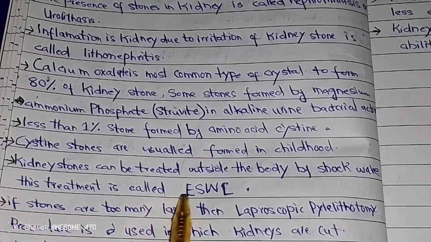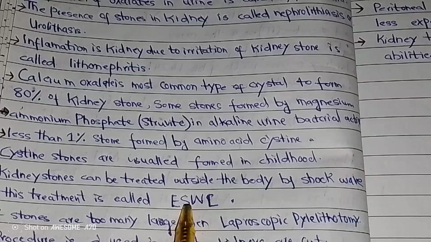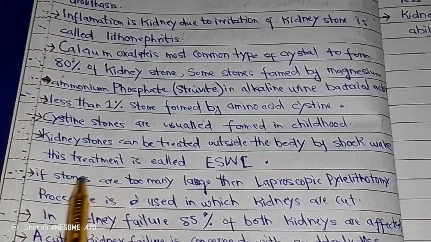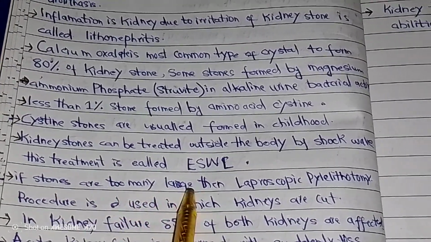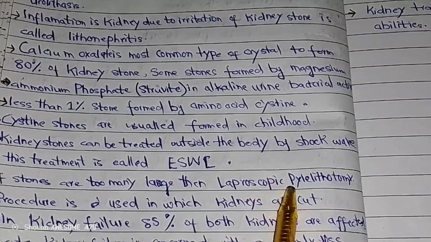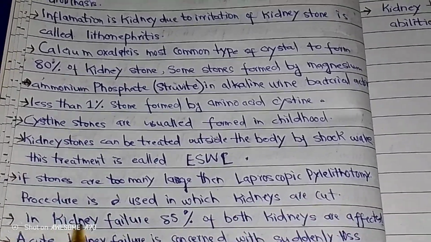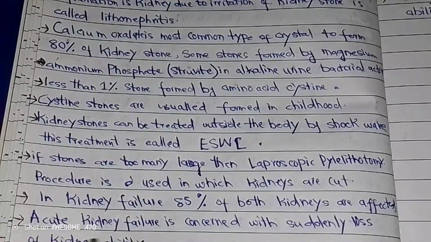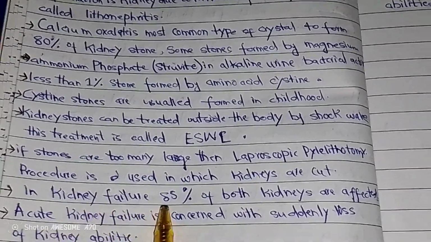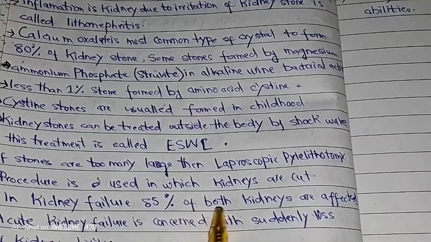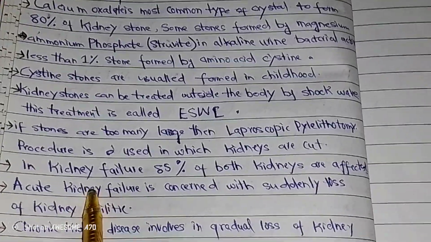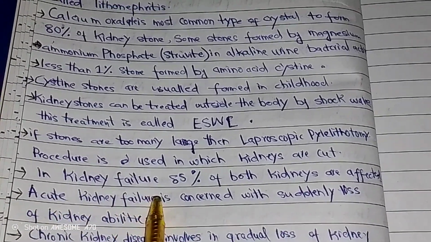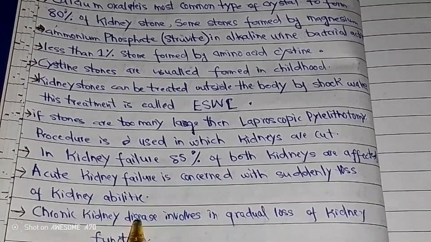This treatment is called extracorporeal shock wave lithotripsy (ESWL), and if the stones are too large, then the laparoscopic pyelolithotomy procedure is used, in which the kidney is cut. In kidney failure, 85% of both kidneys are affected, and there are two types of kidney failure.